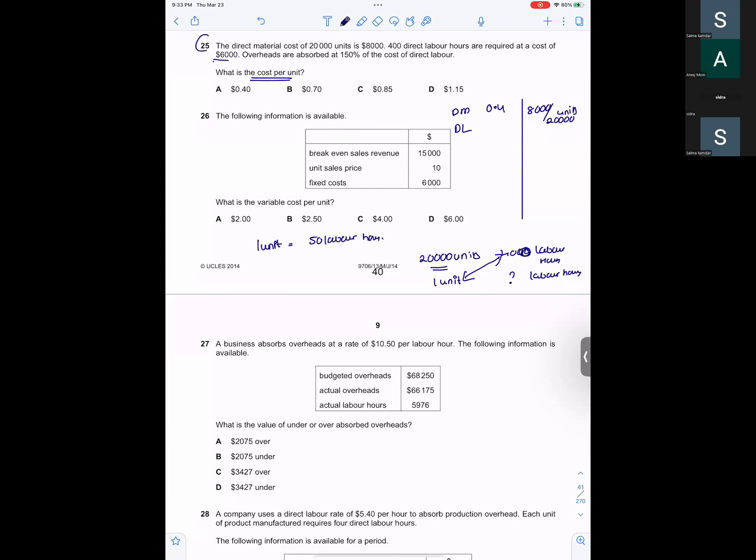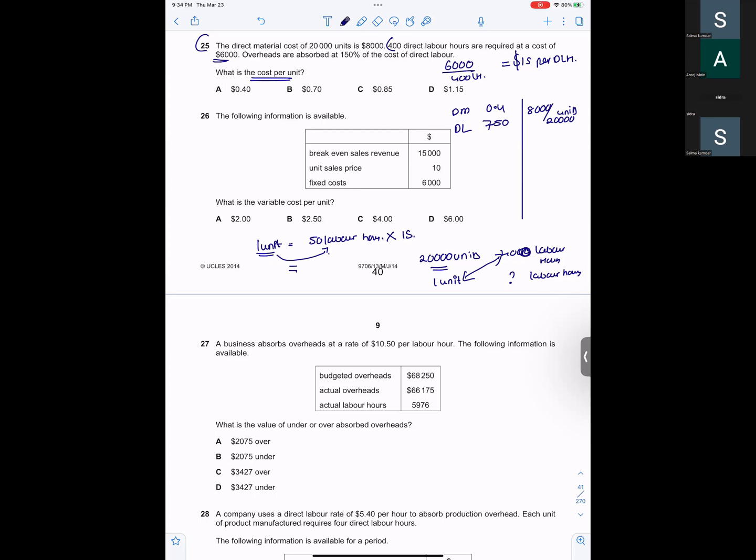Now find the cost per direct labor hour. You are paying 6,000 for 400 labor hours. So what is the cost per direct labor hour? 15. So for 1 unit, I need 50 labor hours, and cost per direct labor hour is 15. So for 1 unit, what will be my direct labor cost? 750.